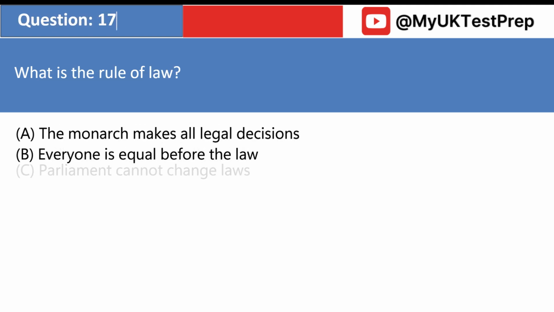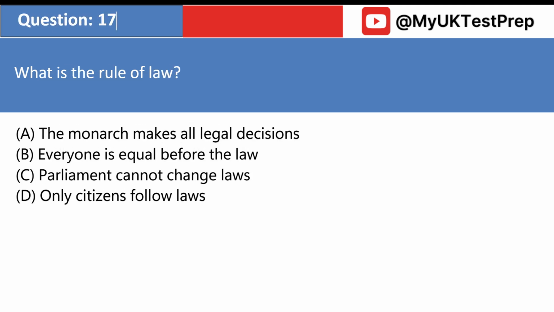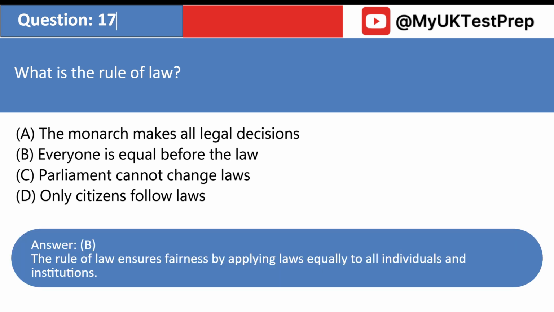What is the rule of law? A. The monarch makes all legal decisions. B. Everyone is equal before the law. C. Parliament cannot change laws. D. Only citizens follow laws. Answer: B. The rule of law ensures fairness by applying laws equally to all individuals and institutions.